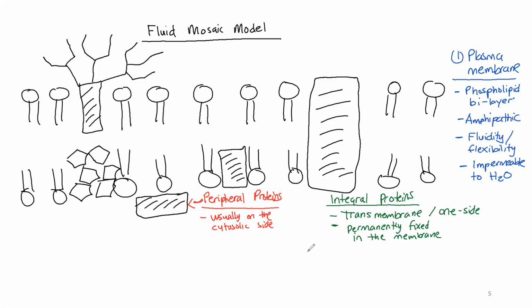Okay, so let's add some context here. I forgot to label. This is the extracellular fluid compartment, in other words, outside the cell. And down here is the intracellular fluid compartment, in other words, inside the cell. This makes this peripheral protein on the cytosolic side, right? So this is a peripheral protein here. It's usually on the cytosolic side, and then it can easily dissociate or move around.